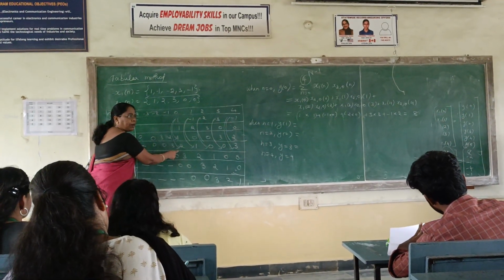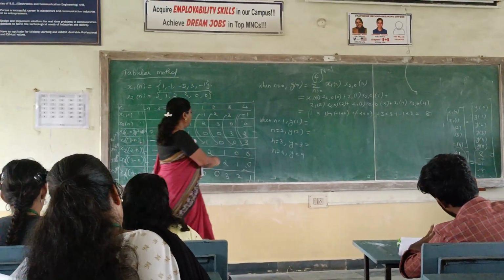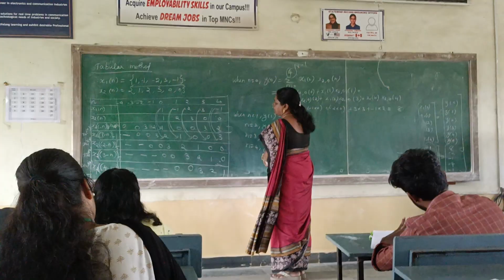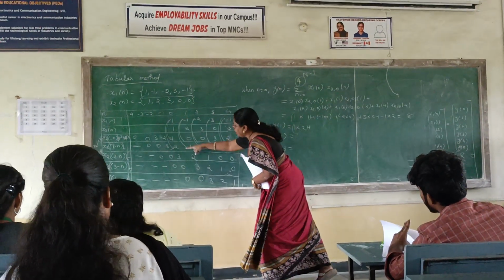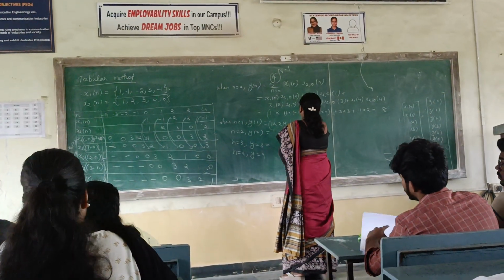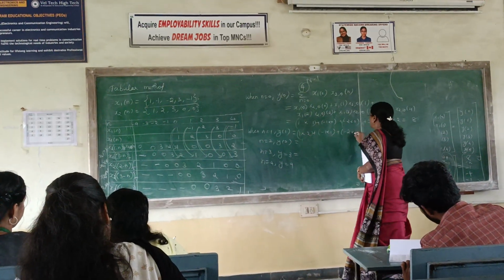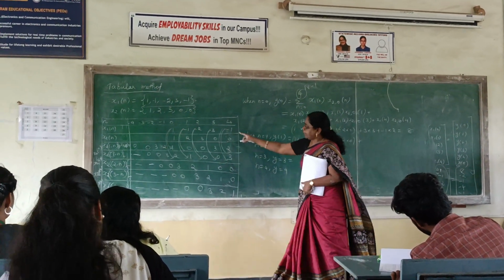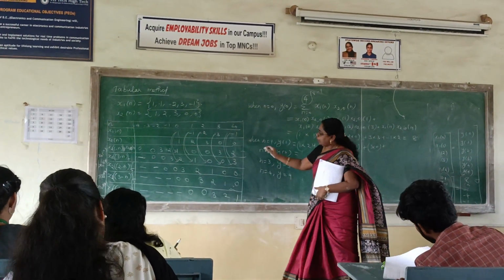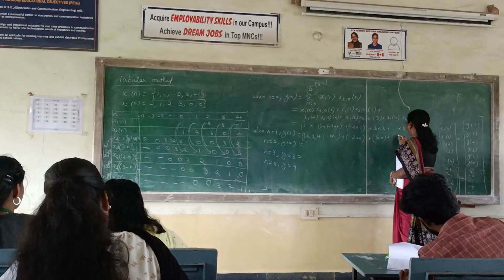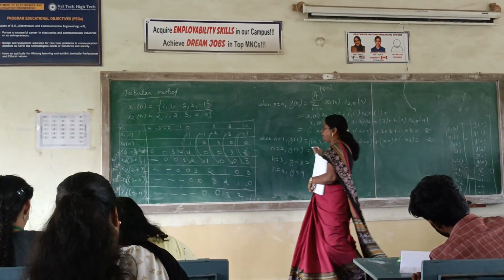So immediately multiply. 1 into, yes, come on, you tell me now. 1 into 2, plus minus 1 into 1, plus minus 2 into 0, plus 3 into 0, plus minus 1 into 3. What is the answer? Minus 2.